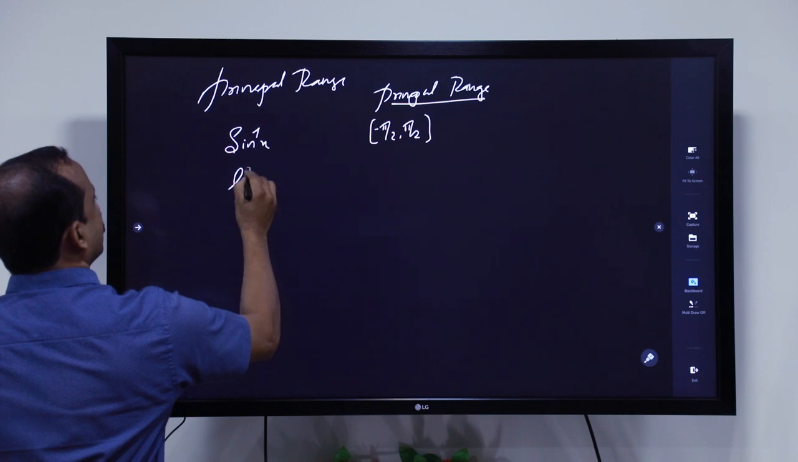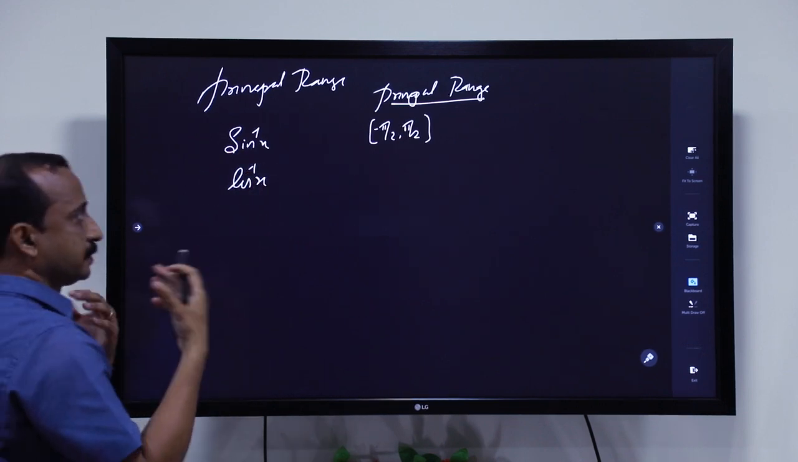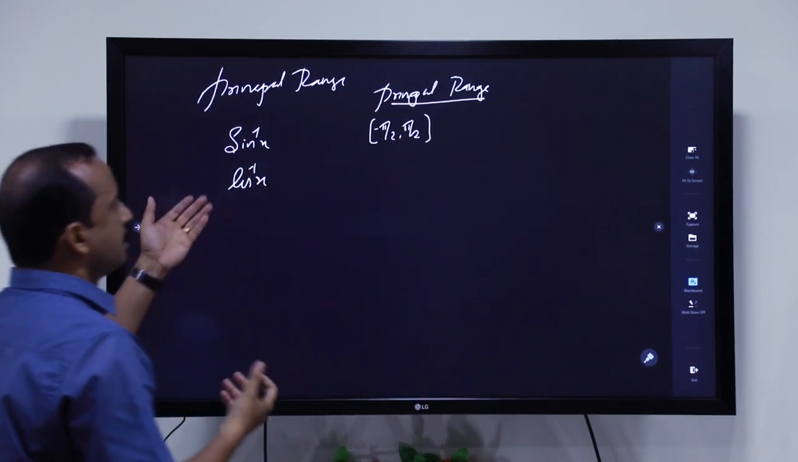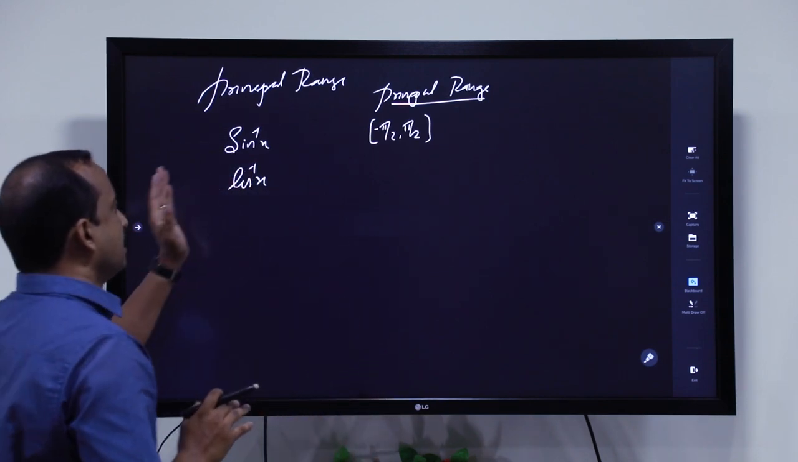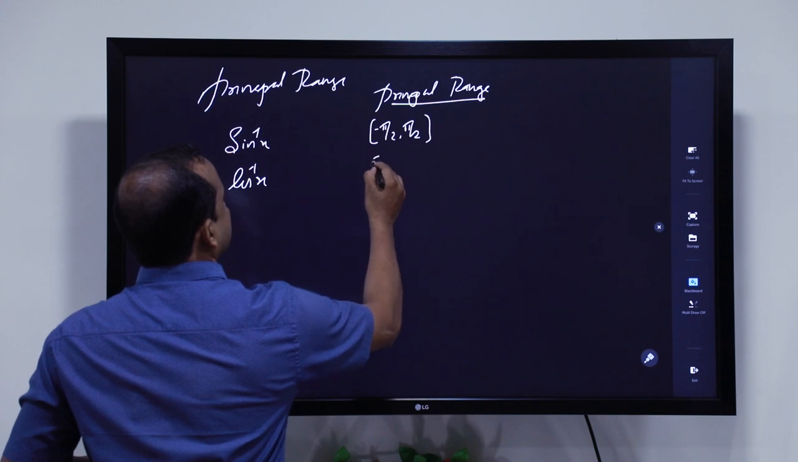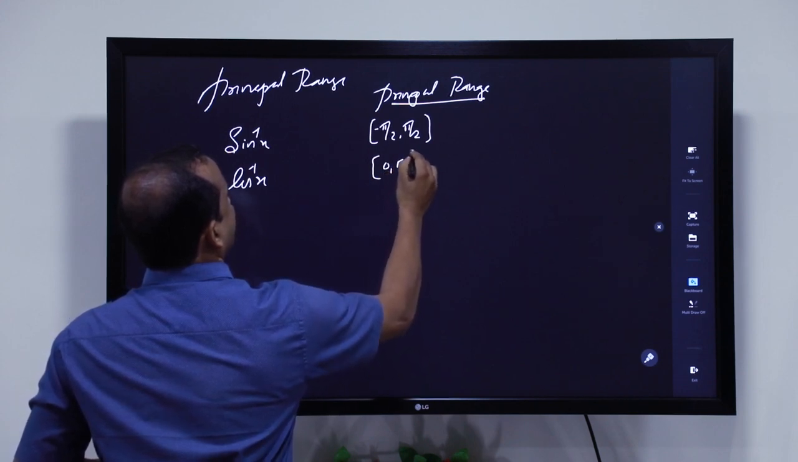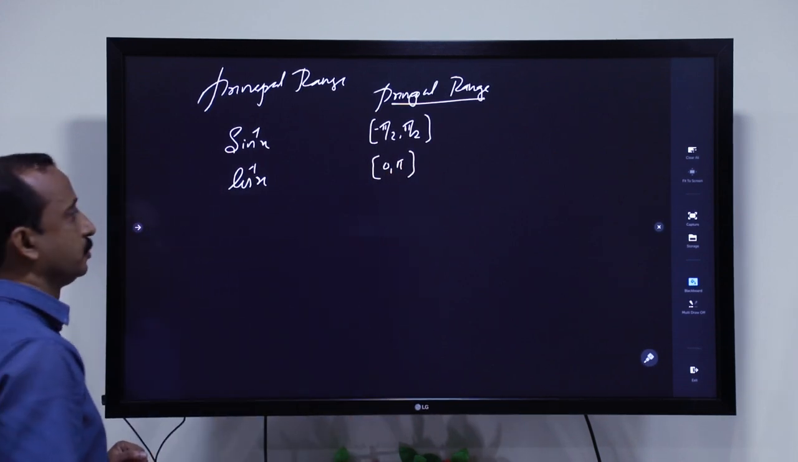Second inverse trigonometric function, similarly we can find the principal range of cos inverse x also. Similarly, learn this formula by heart, that is enough, proof is not necessary. The cos inverse x principal range is 0 to pi.